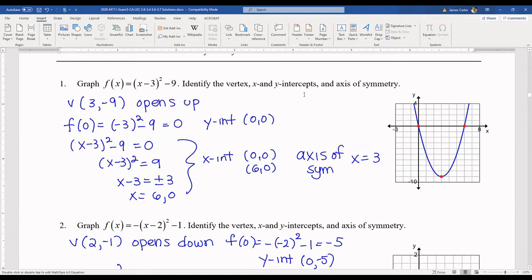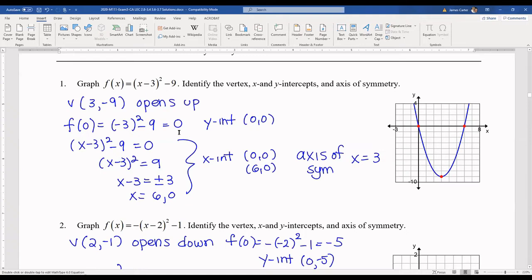Now it asks, what are the X and Y intercepts? Well, for the Y-intercept, if you replace all of the X's with zeros, then what do you get? You replace this with 0, you get negative 3 squared, which is 9, minus 9 equals 0. Here's the work on that. And so the y-intercept is 0, 0. You can see it in the graph.